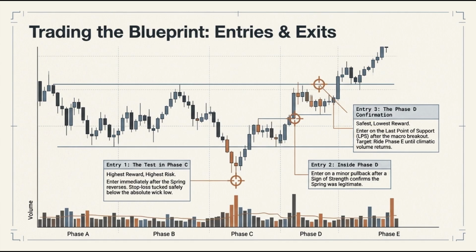There are 3 primary entry points based on your risk tolerance and the progression of the range. Entry 1 occurs in Phase C, during the test of the spring. It offers the highest reward but carries the highest risk, with a stop loss placed safely below the absolute wick low. Entry 2 is found inside Phase D, on a minor pullback after a sign of strength confirms the spring was legitimate. Entry 3 is the safest but lowest reward option, entering on the last point of support, LPS, after the macro breakout, with the goal of riding Phase E until climatic volume returns.